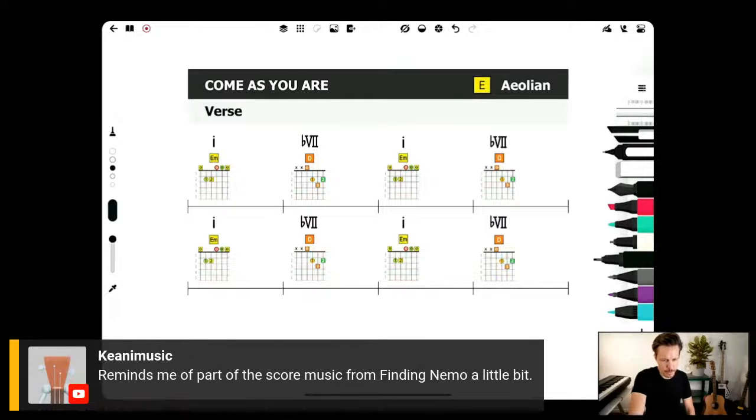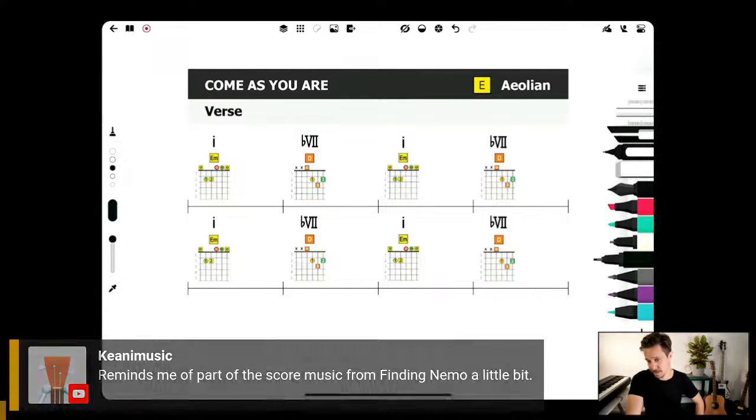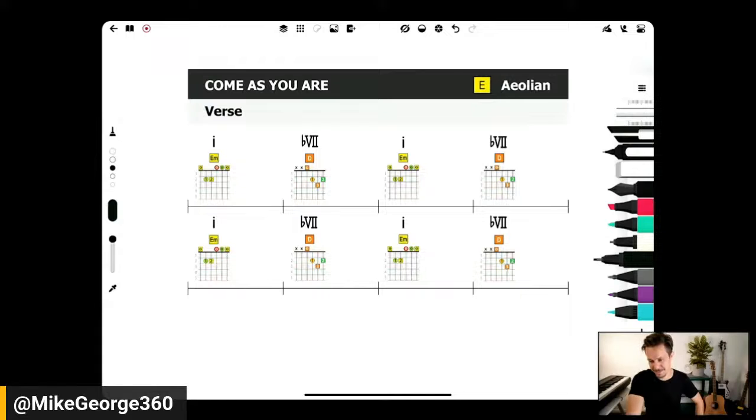King Music said it reminds them of part of the score music from Finding Nemo a little bit. Interesting. Was that from what was playing at that time? Maybe the Hey Bulldog, I'm guessing, more than Nirvana, with the consonants of a Pixar film.